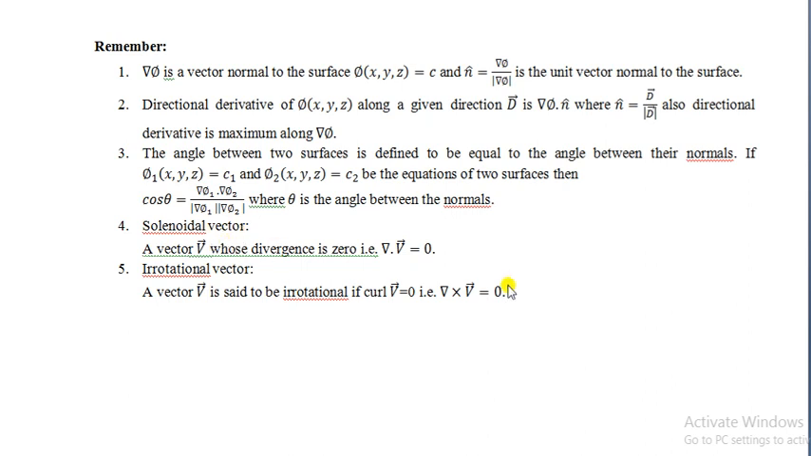Next point is the solenoidal vector. Solenoidal vector means del dot vector v equal to 0, then it is called solenoidal, and if del cross v is equal to 0, then it is called an irrotational vector. That is, a vector v whose divergence is 0 is solenoidal, and a vector v with curl of v equal to 0 is called irrotational.